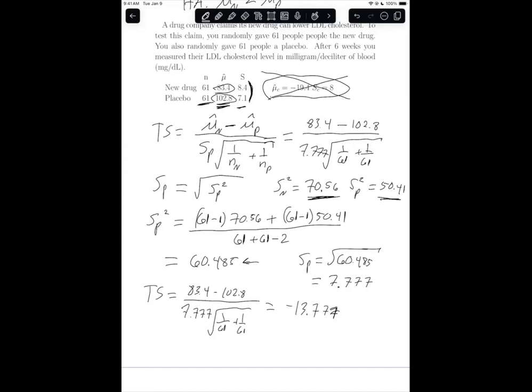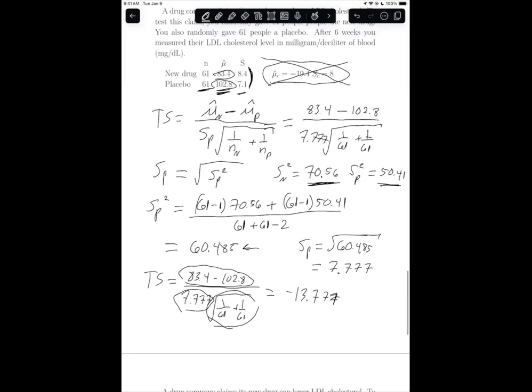But some things to note. The pooled standard deviation is always going to be a positive value, and this square root is always going to be a positive value. So whether the test statistic is negative or positive depends only upon what is happening here in the numerator. And because 83 is less than 102, that's why we ended up with a negative 13.777.